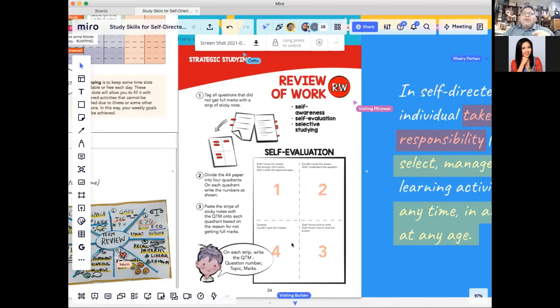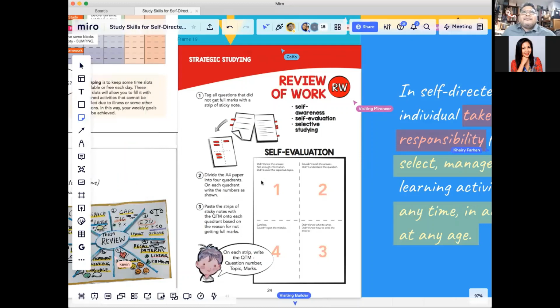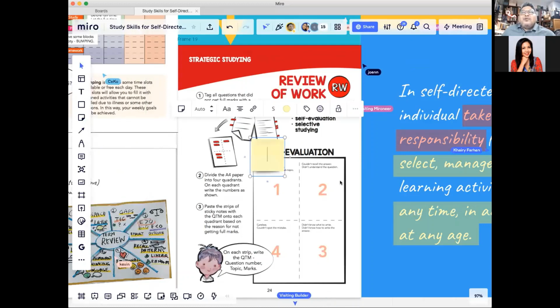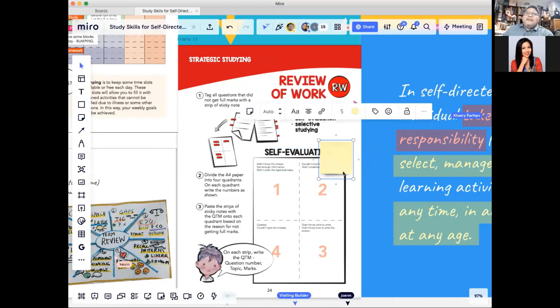Then they begin to tag using a post-it tag like this, right? Yeah, a post-it tag like this. And usually we encourage them to use strips of post-its, and then to tag every question that they get wrong or did not get the full answer. Okay, once they have tagged it, they go back to look at the question and they need to write what is the question number.